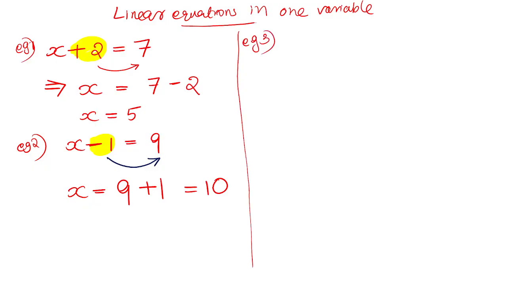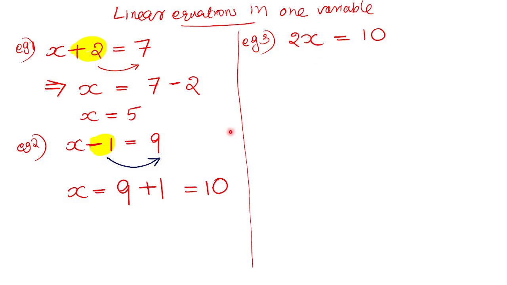Example 3: 2x is equal to 10. I want x. 2x means what? 2 into x, right? 2 into x equal to 10. What is x? You may guess the value. You know that. 5. Yes. If you guess it, you will get it. 2 into 5 will be 10, right? So the x must be 5.